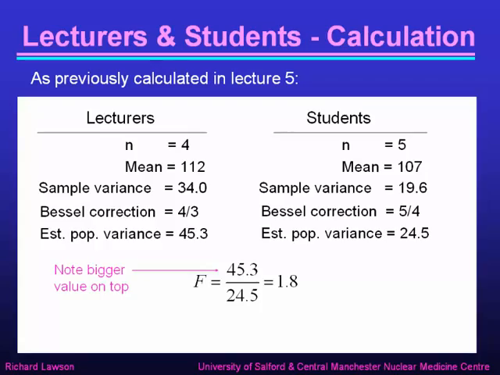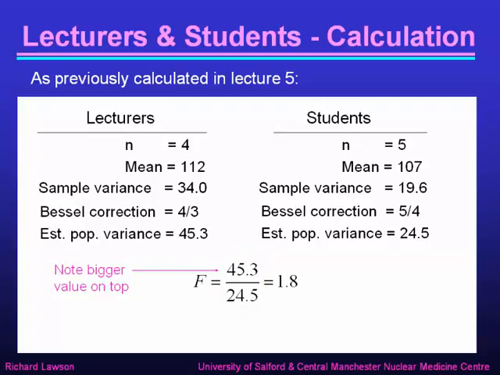But whichever way you work it out, we've got the estimated population variances of 45.3 and 24.5, and we want to see whether those are equivalent. So for the F ratio test, we divide one by the other, remembering that we must always put the bigger one on top in the numerator. So it's 45.3 divided by 24.5, which is 1.8.